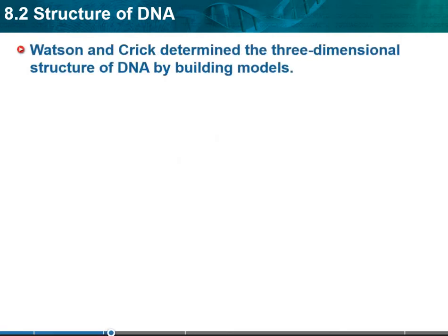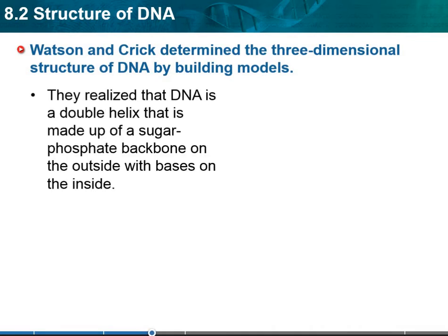So the people that put together the 3D model of DNA were Watson and Crick. They realized that DNA was a double helix that is made of a sugar and phosphate backbone on the outside, with the bases making the rungs of the ladder. So there's an image of what they looked like and what their model looked like. Now it sounds all well and good that they were the ones who did this, but they really stole the work from many other people.